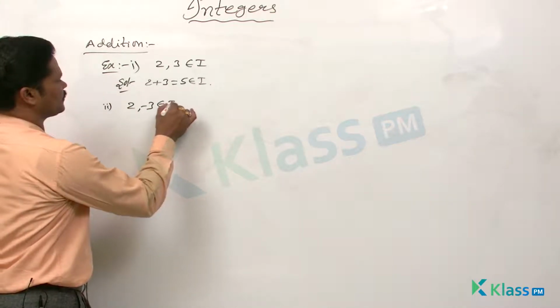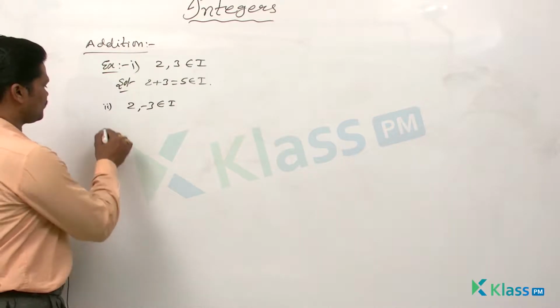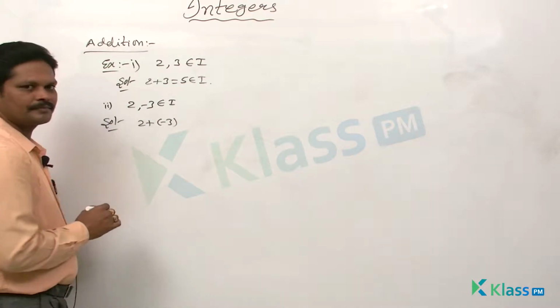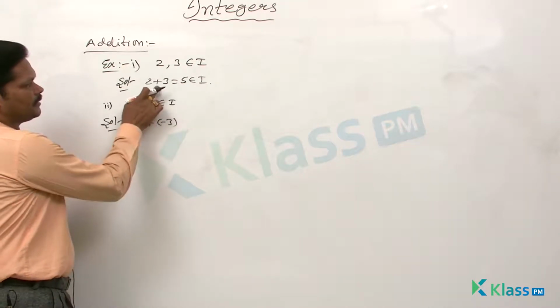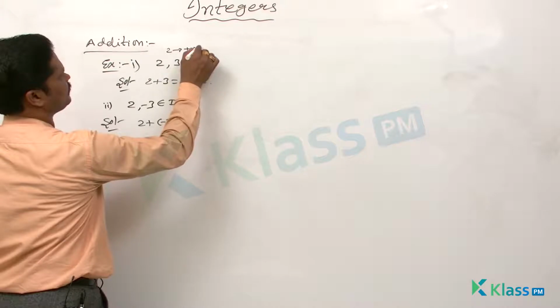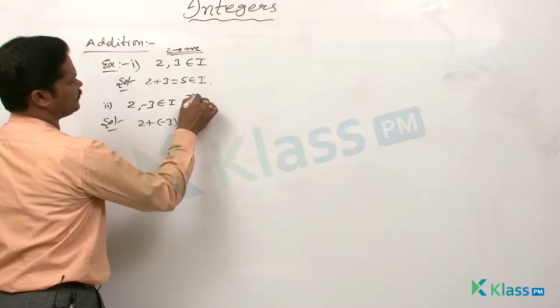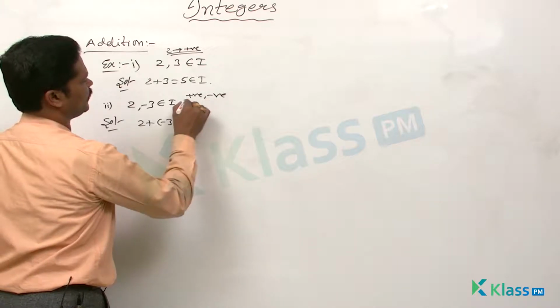Both belong to integers. How should we add? Same. 2 plus of minus 3. Here I am adding 2 positive numbers. Here I am taking one positive and one negative number.